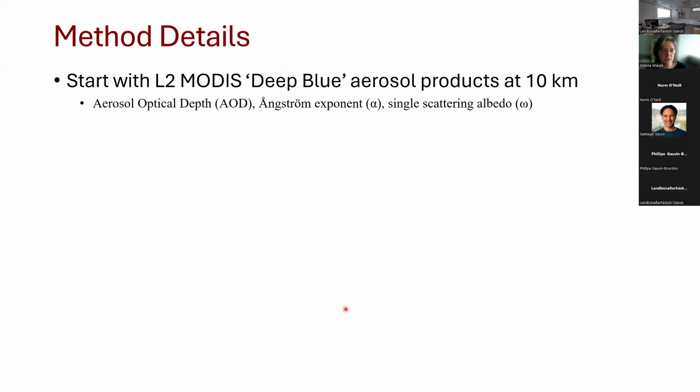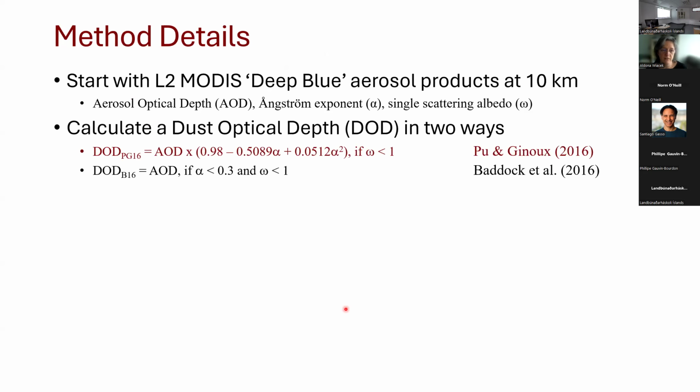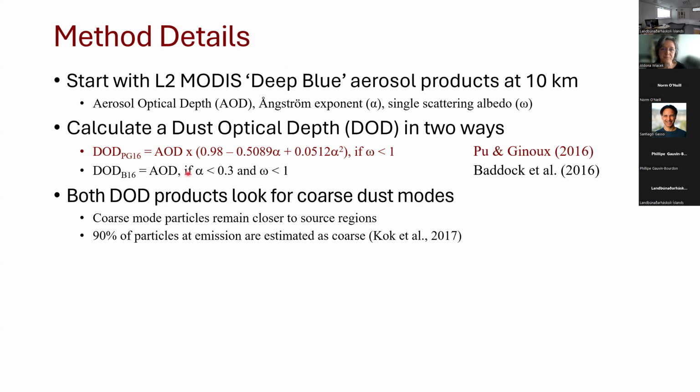The details of our method start with L2 MODIS Deep Blue aerosol products at 10 kilometers, and from these we calculate a dust optical depth in two ways. There's a method published by Pu and Ginoux in 2016 and one by Baddock et al. in 2016 as well. I might have these dates wrong. They basically derive a DOD from an optical depth with an empirical function of the Angstrom exponent, and if the single scatter albedo is less than 1. This other one is a little more heavy-handed, and I won't show results from that one in the talk, but they're in the paper.